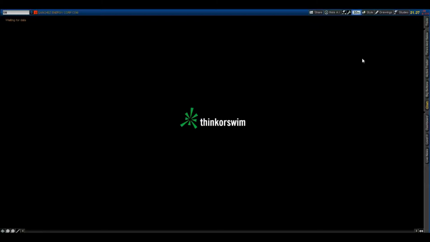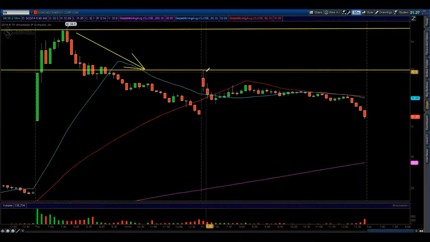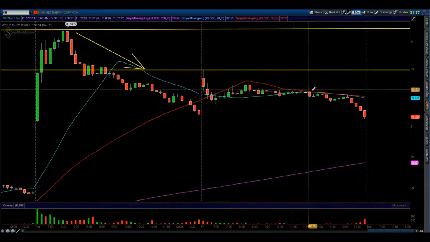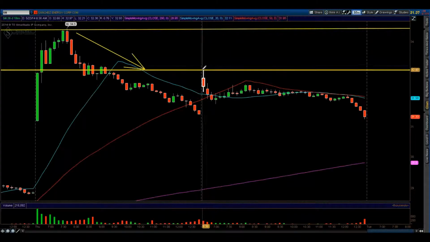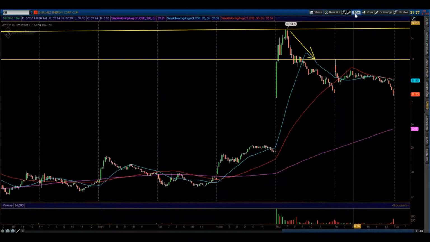Let's look at the 10-minute time frame. And look at that. Friday gapped up right into this level, 32.96, it made a high of 32.97, and then it pulled back towards the end of the day. So from 32.97 to 31.33, a decent pullback.